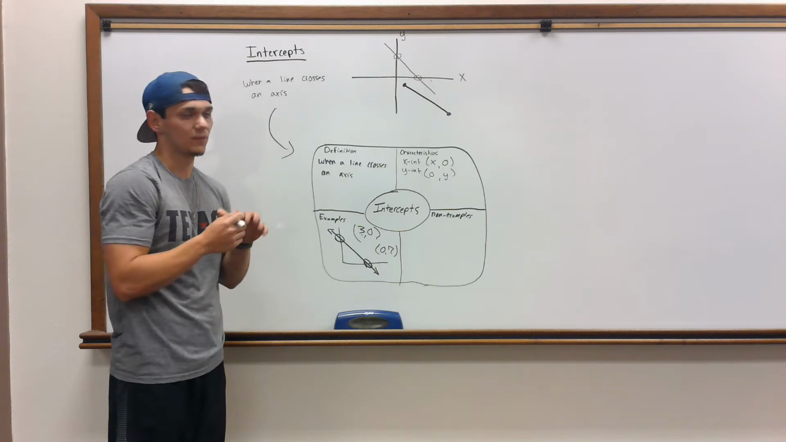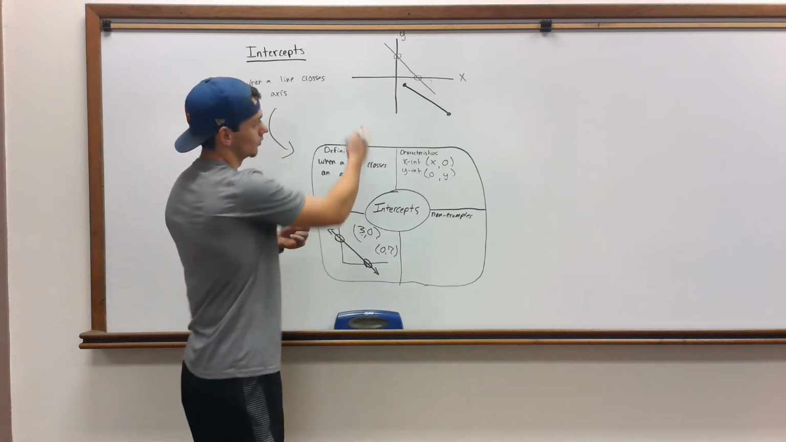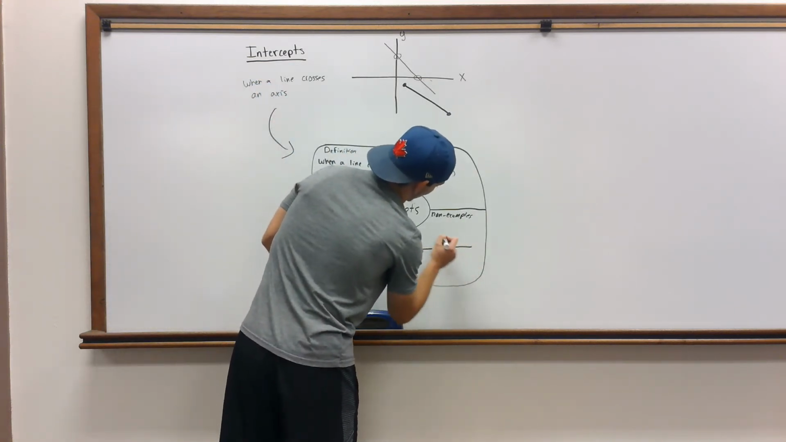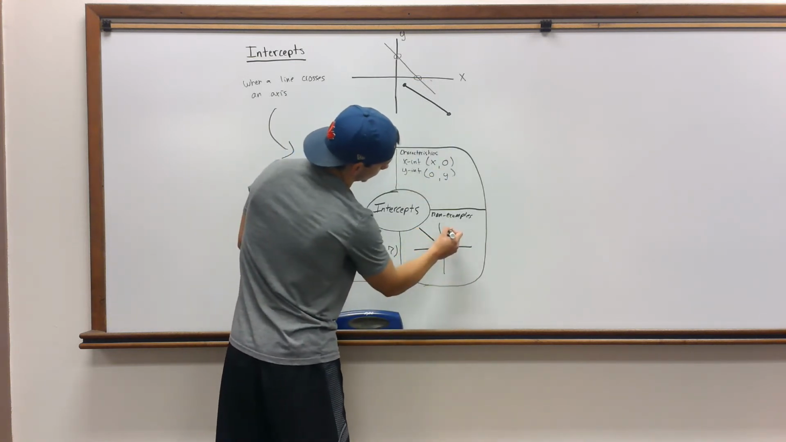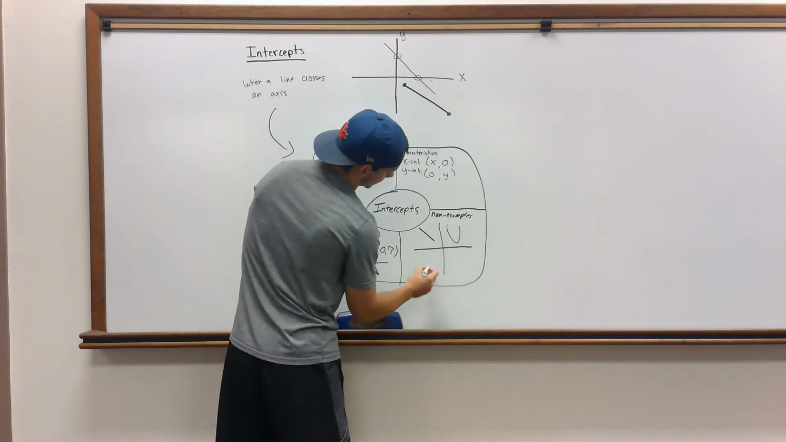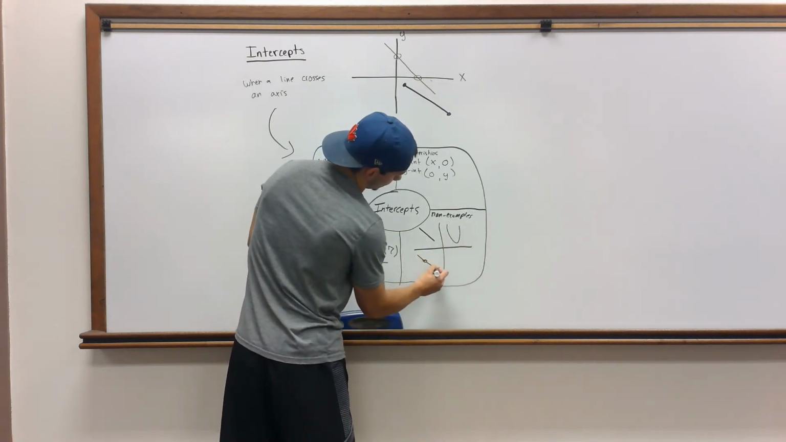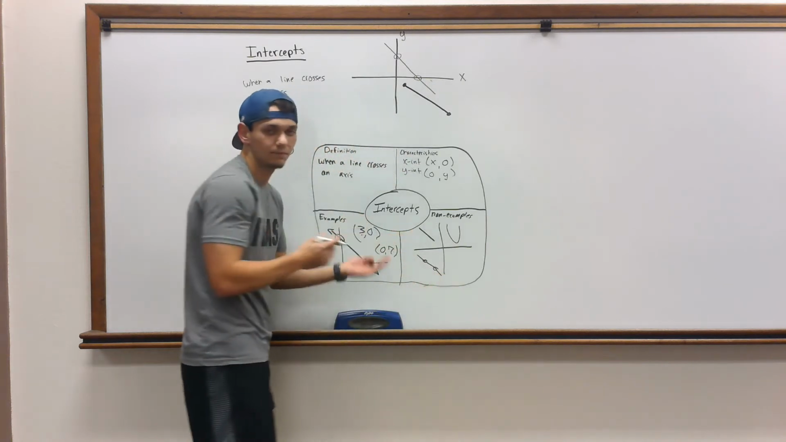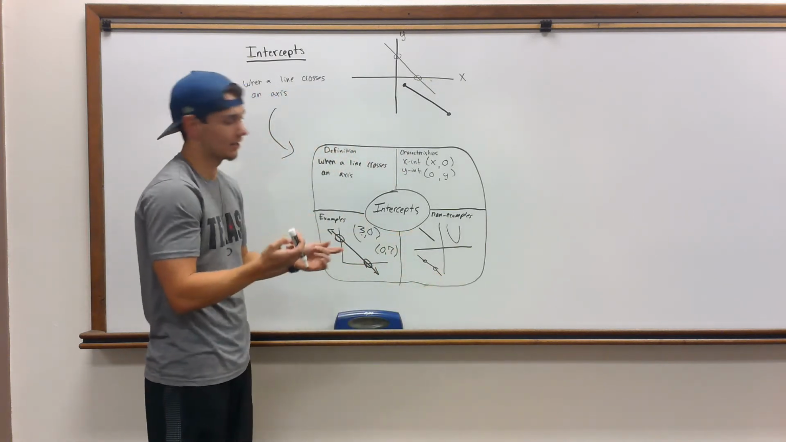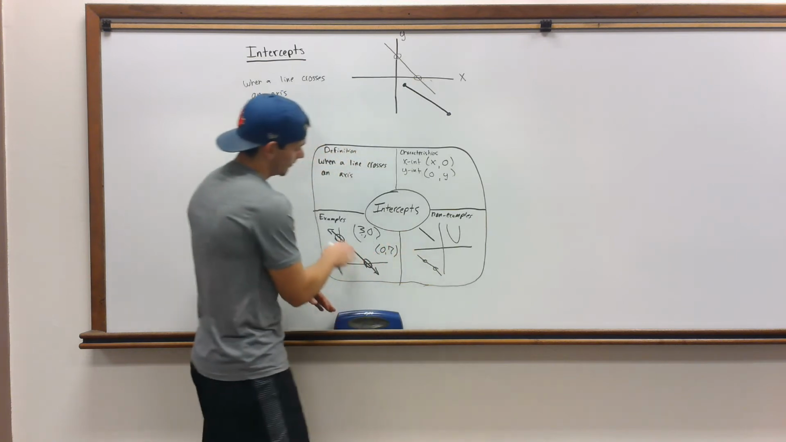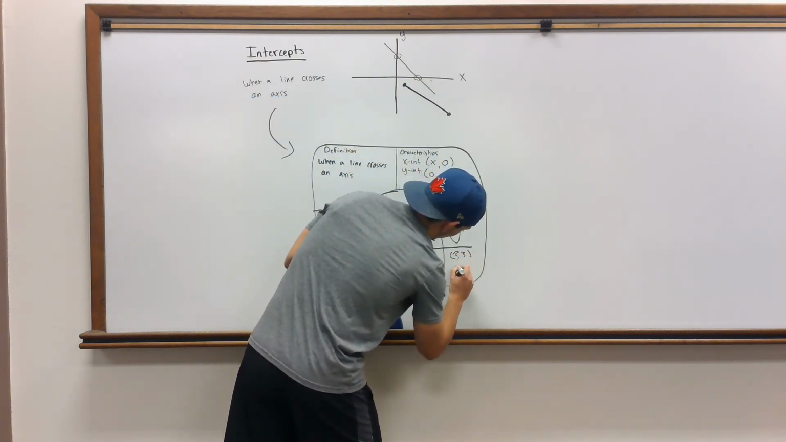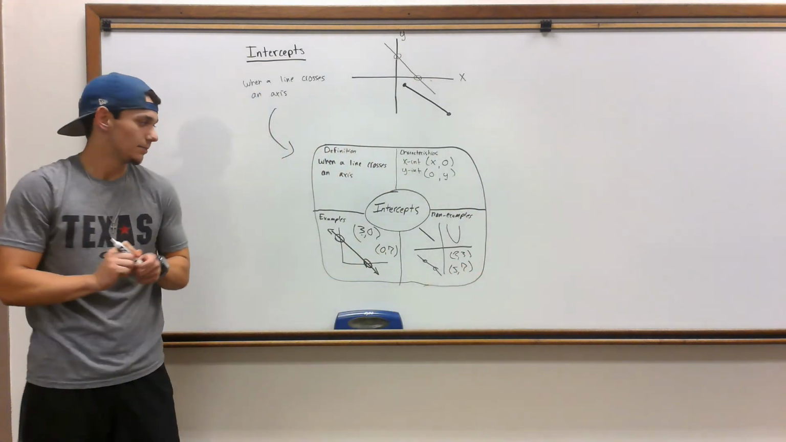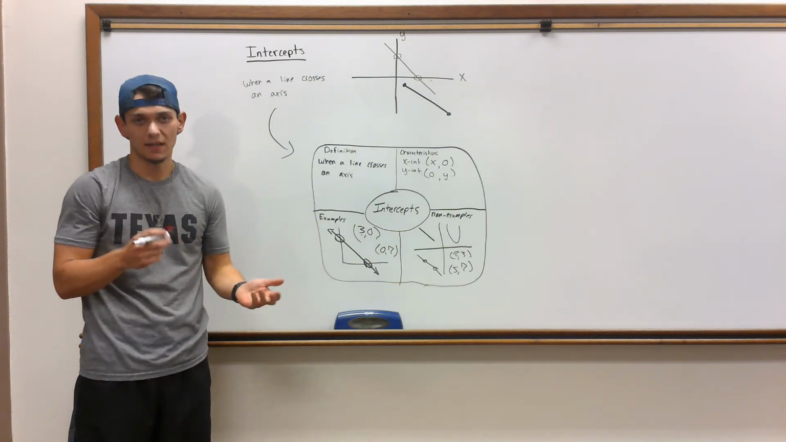There are numerous non-examples. We can draw that same thing again. This is a non-example. This is a non-example. Any time the line doesn't cross an axis, it's a non-example. So any other data points like 2, 3, or 5, 7, none of those are going to be intercepts, because none of them cross the axis.